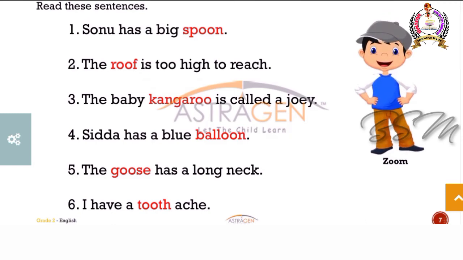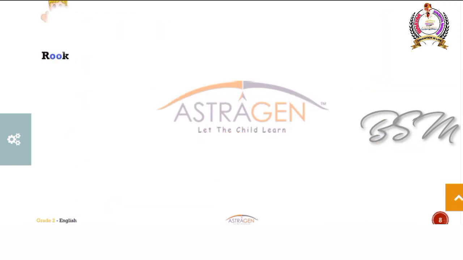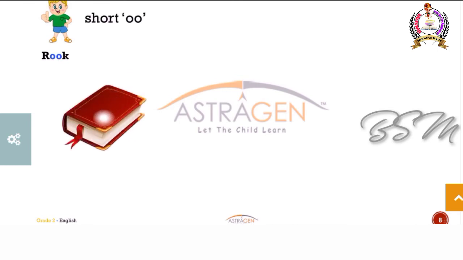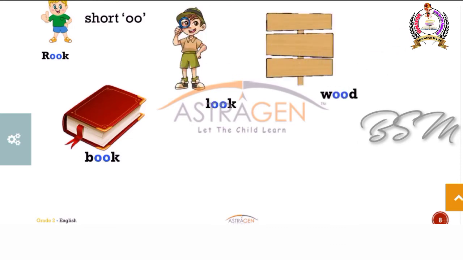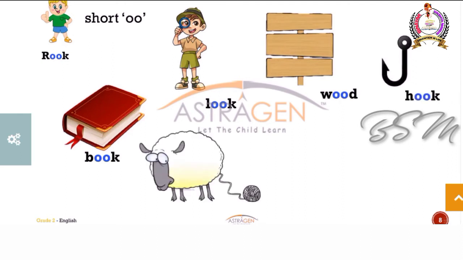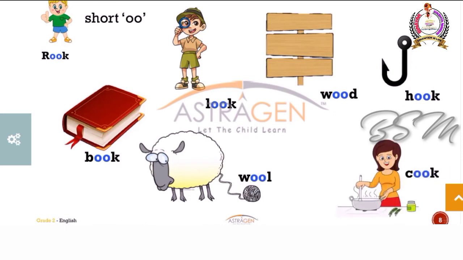Now let's see what Rook says. Rook is short. So you would say oo, like in the word book. That is look, wood, hook, wool, cook. Remember, it's not wool, it's wool and cook.